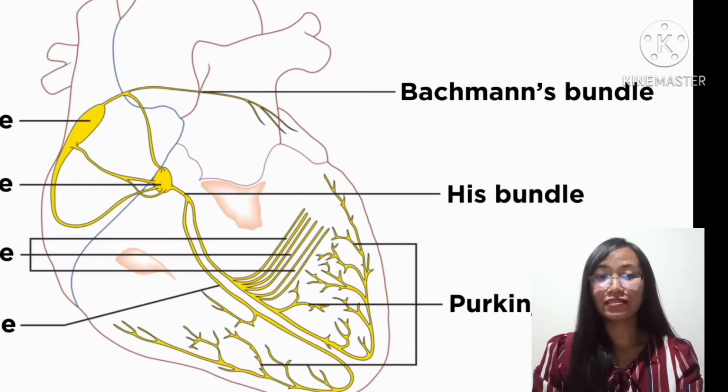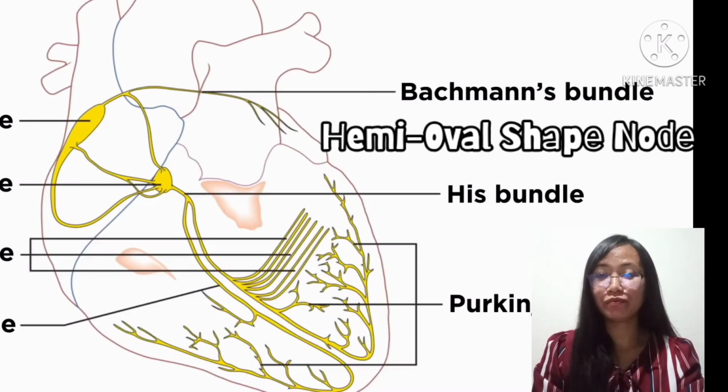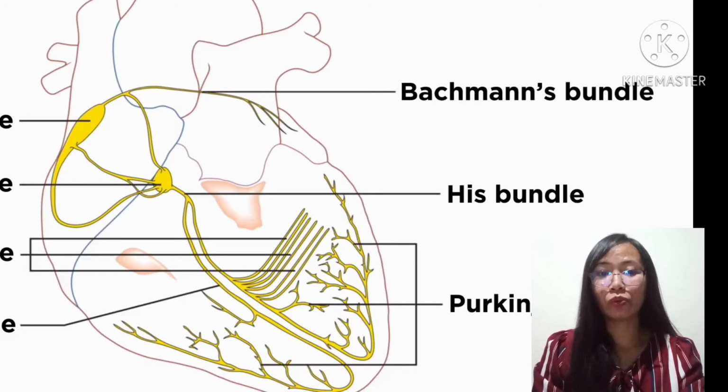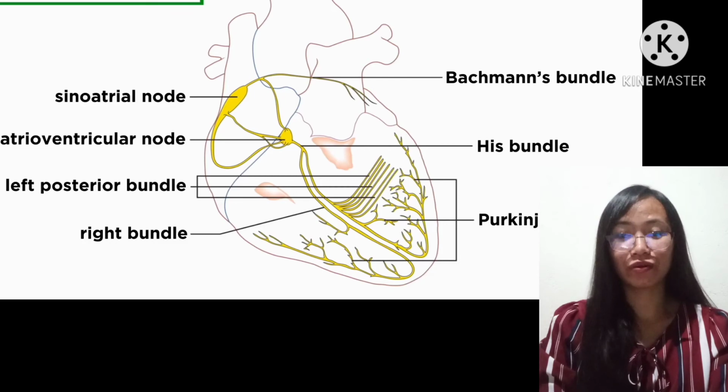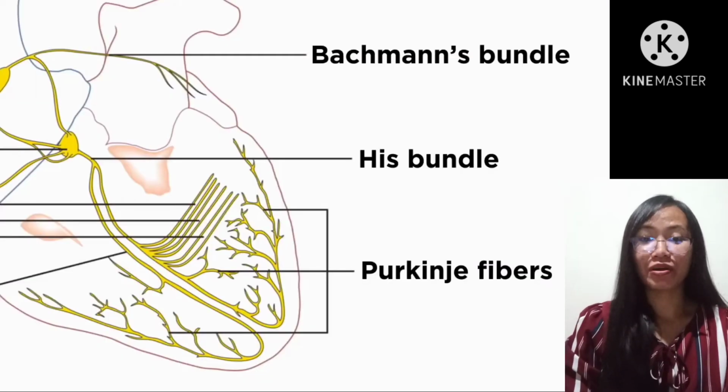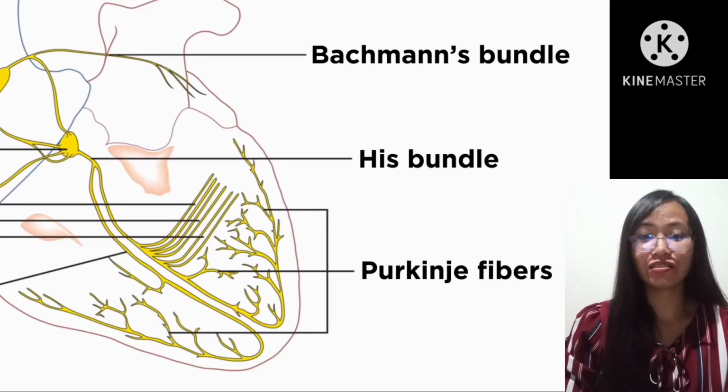The bundle of His, or the hemi-oval shaped node, occupies the subendocardiac layer within the triangle of Koch. It passes through the fibrous cardiac skeleton to form the initial part of the atrioventricular or AV bundle of His. The AV bundle is supplied by the anterior and inferior interventricular branches of the coronary arteries. Purkinje fibers spread the electrical charges through the myocardium, which is the cardiac muscle, and cause the heart to contract.